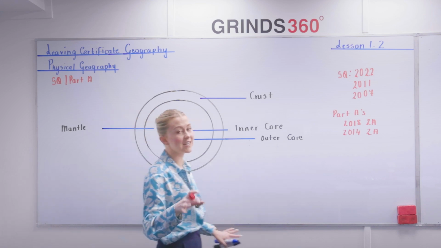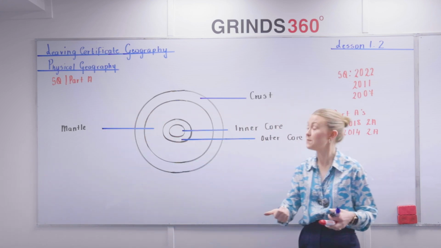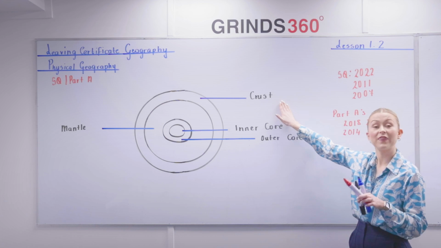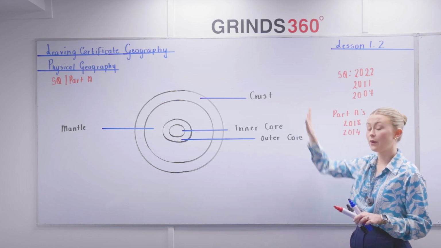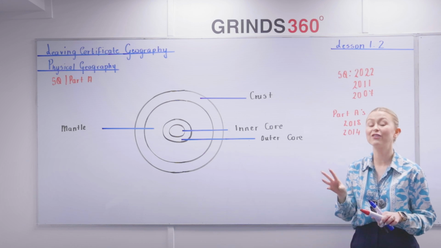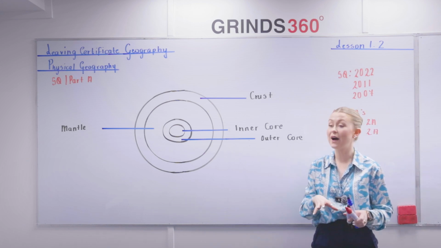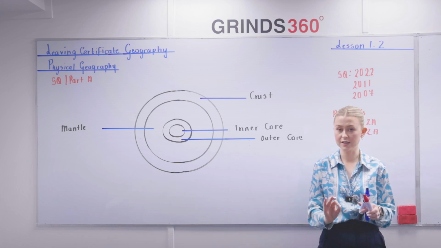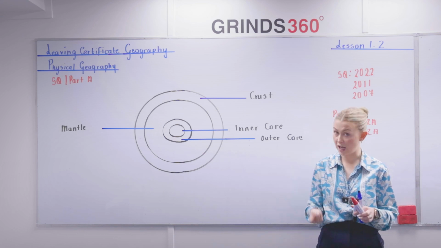So guys, let's get started here with our first layer. Let's dive deep into this. Our first layer, we're going to start with the outermost layer, the crust. Now I want you to highlight the crust there on that page. The crust is the outermost layer, and there are two different types of crust. You have number 1, continental crust, and number 2, you have oceanic crust.